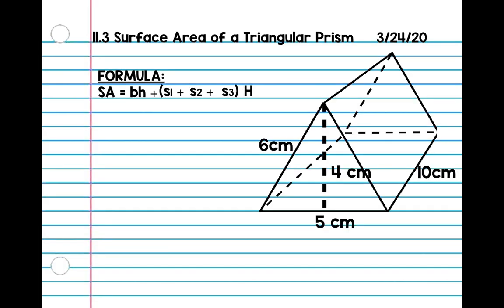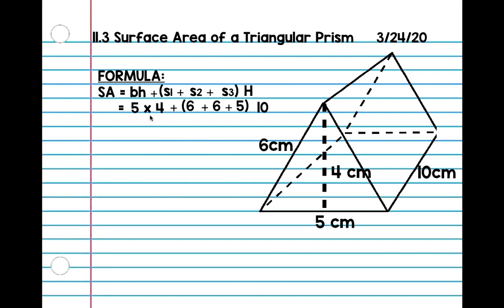All you have to do is just plug in what you know. We can do it together or you can try it by yourself. So here we have base times height, 5 times 4. Again, we're not dividing by 2 and multiplying by 2. Plus side 1, which is 6, plus side 2, which is 6 again, and then side 3 is 5. Take the whole thing, multiply it by 10, and here we have it, your triangle plus your rectangle. Go ahead and finish the rest of this.